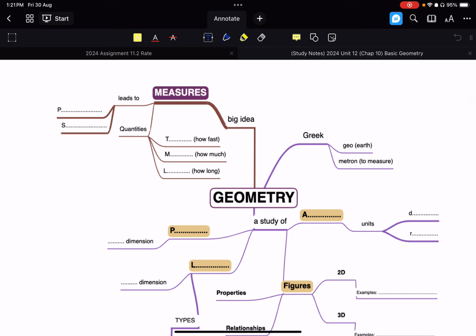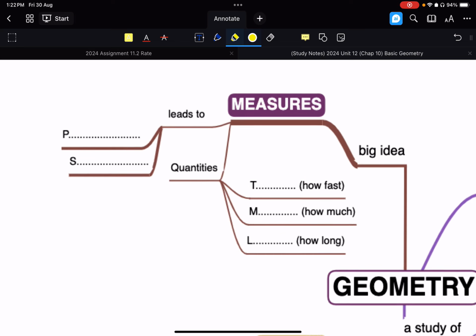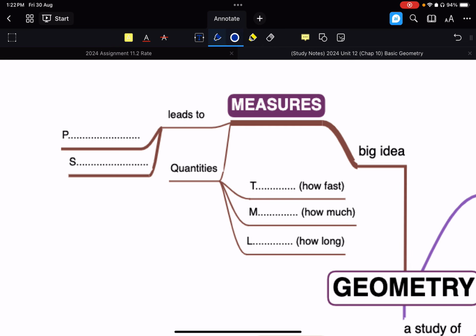First of all, what exactly is geometry? As you can see, the word itself came from the word geo, which means earth, and metron, which means to measure. So we like to measure stuff. And what are we measuring? In order to measure, we need a couple of things. So let's look at this portion here on measure, the big ideas, right?